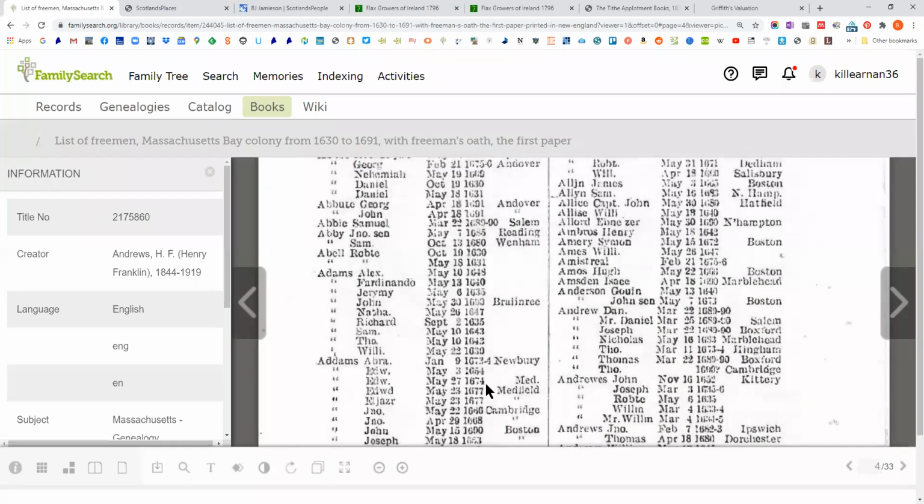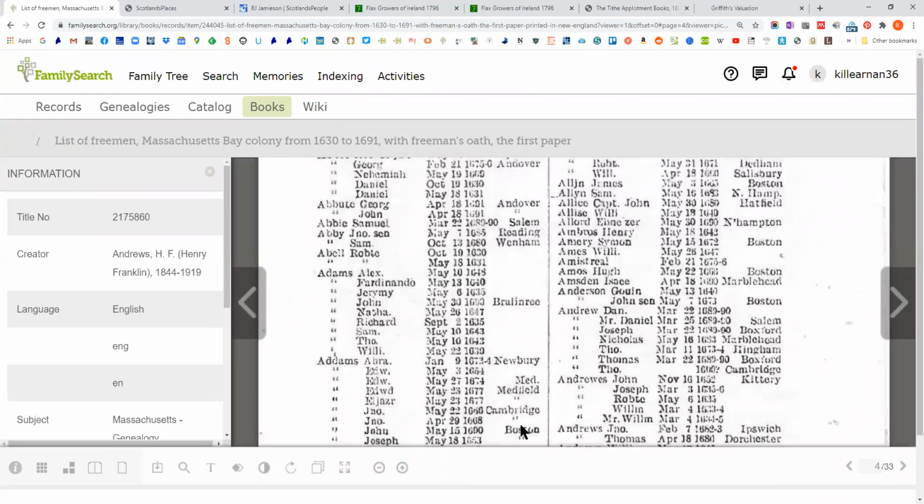Or you get cases where you have, here are two men named Edward Adams who took the Freeman's Oath just a few years apart. One's in Medford and one's in Medfield. And so this clues you in that you may find that there are two men who have had their records sort of merged because people weren't careful about keeping track that there were multiple men with the same name.